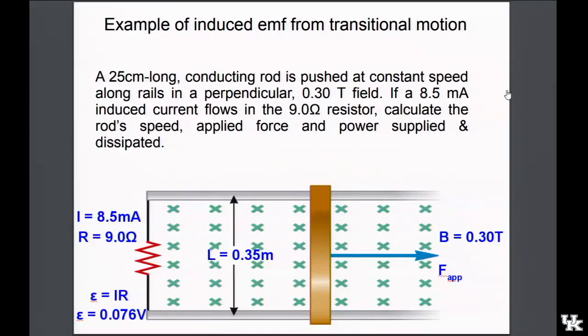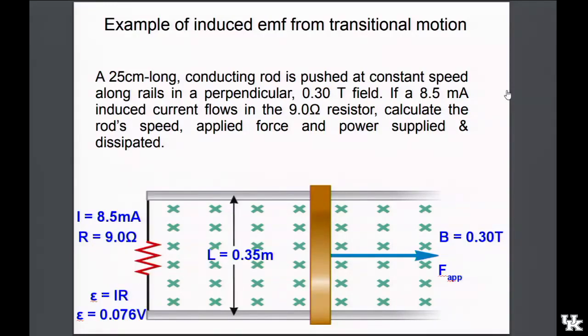Okay, let's look at an example calculation involved in this. In this problem, we're moving this rod along the length of the rails, and we're told some details. The circuit's immersed in a perpendicular 0.3 Tesla magnetic field. There's an induced current due to an induced EMF that is 8.5 milliamps. So we're being told here how much current is being induced. And we've been told that the circuit has a resistance of 9 ohms. So we could also figure out how much EMF is being induced.